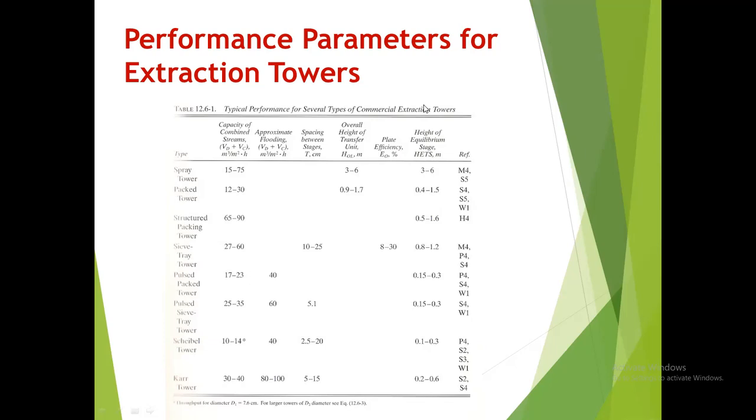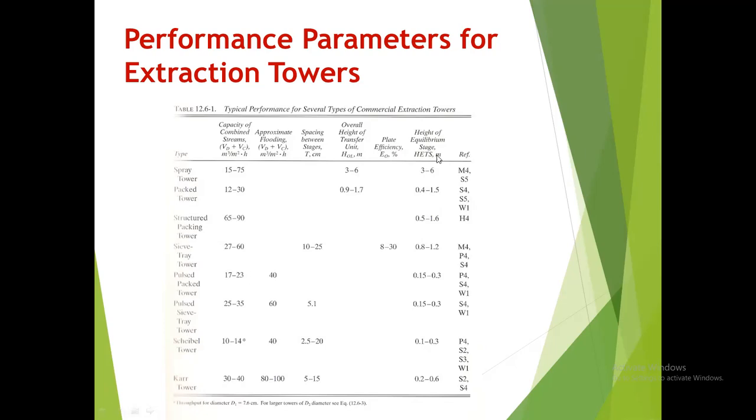For a structured packing tower, you have this one. This one is already for a random packed tower. Sieve tray, pulsed packed, pulsed sieve trays, and Karr tower. You also have the Kühni towers. You'll know these towers later on in the latter part of the slides. Okay, so you need the HETS here.